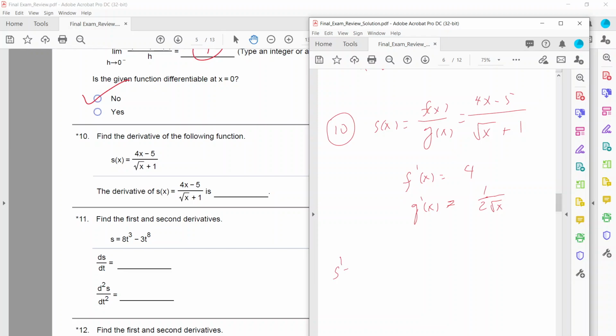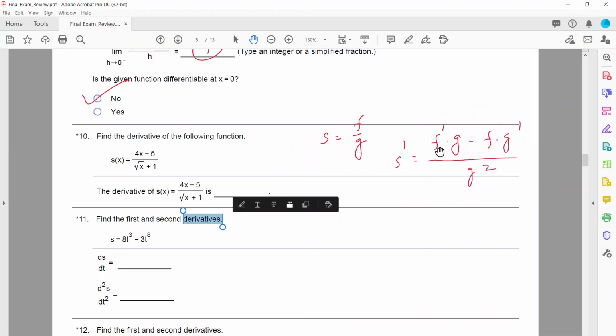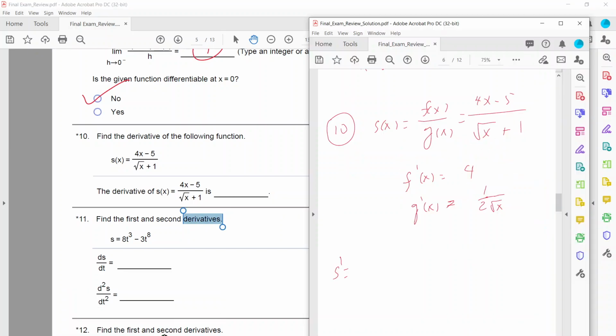Now by using the quotient rule, you just plug in the value of f prime, which is 4, times g of x, which is the square root of x plus 1, minus f of x, which is 4x minus 5, times g prime of x, which is 1 over 2 square root of x, divided by g squared, which is the square root of x plus 1 squared. Now you just have to simplify this.